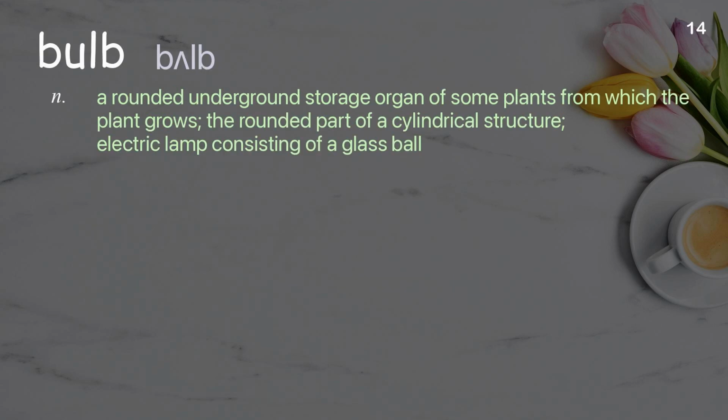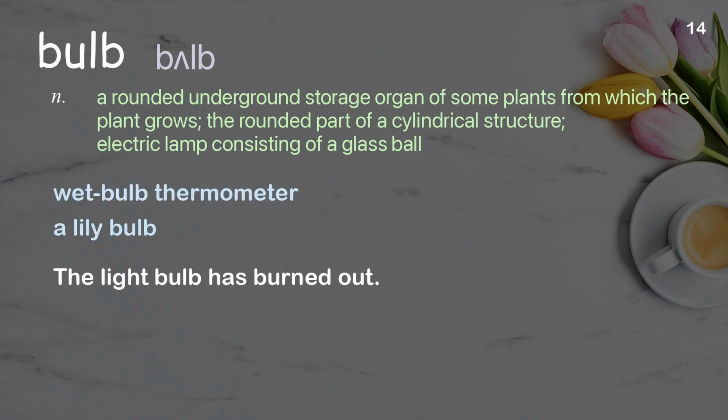Bulb. A rounded underground storage organ of some plants from which the plant grows, the rounded part of a cylindrical structure. Electric lamp consisting of a glass ball. Examples: Wet bulb thermometer. A lily bulb. The light bulb has burned out.